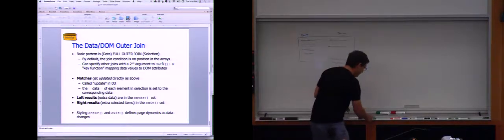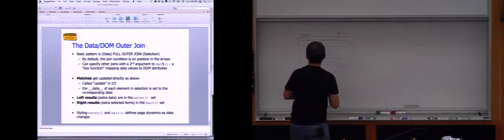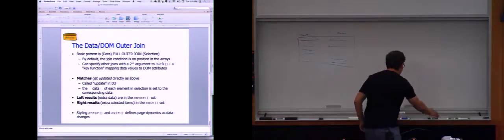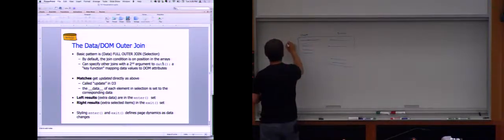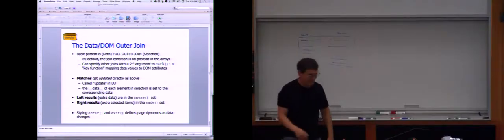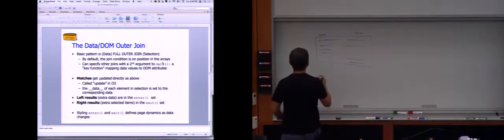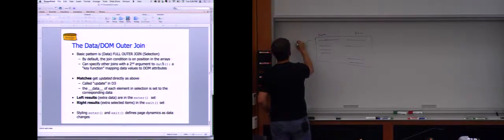All right, so in D3 parlance, this part is called the update. How are we doing on time? Oh, we're almost out of time. This is the most important part. This part is called the update. These are the things that are already on the page that match with data that are going to get updated. What you just saw on the previous slide was all update. It's the inner join, right? So that's the stuff that gets updated by whatever you put after the join.